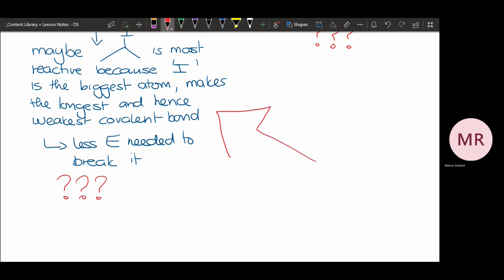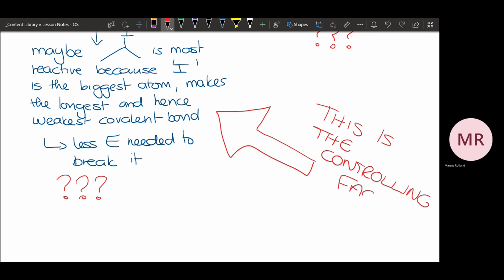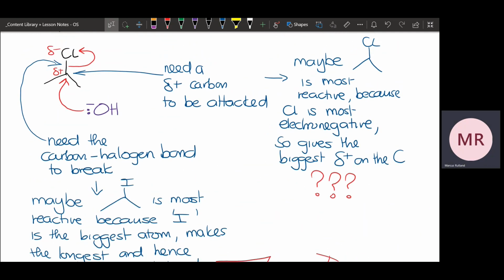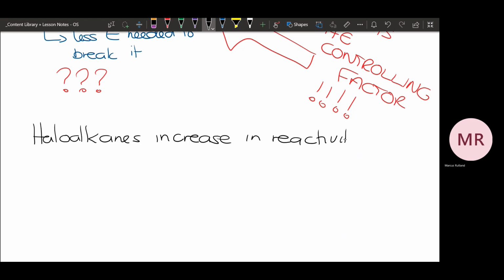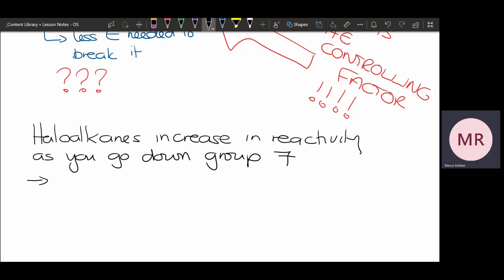And the answer is that this is the controlling factor. So there you go. It is not how delta plus the carbon is. It is the bond strength of the carbon-halogen bond. So we can say that haloalkanes increase in reactivity as you go down group 7. In other words, nucleophilic substitution will happen faster down group 7.